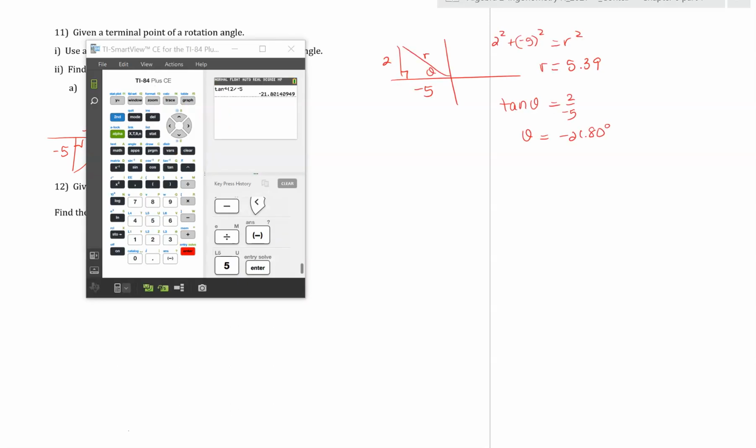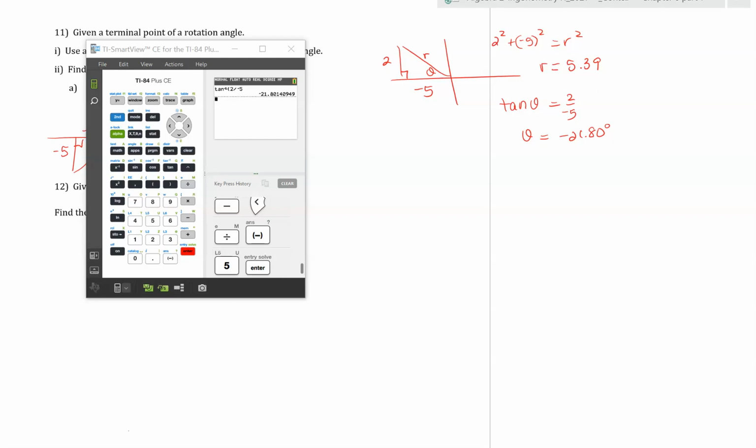Why don't you pause the video and find the radius and the rotation angle for part B. Go ahead and pause the video now. This is kind of interesting. I found r using the Pythagorean theorem, but when I used my calculator to find the angle theta, the inverse tangent of negative 2/5 was negative 21.80.